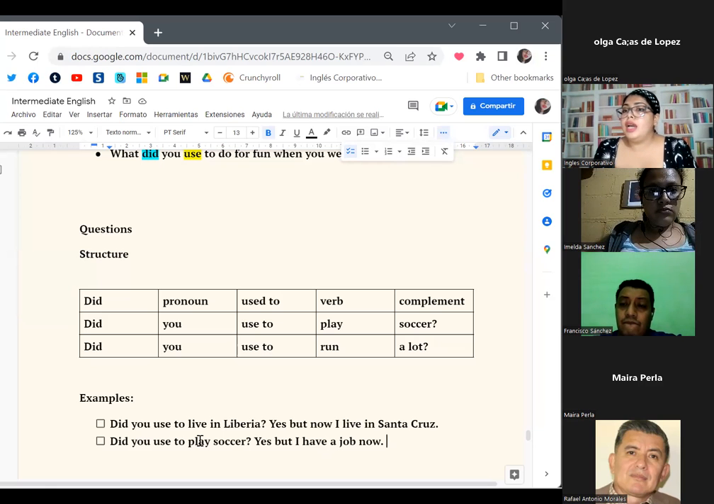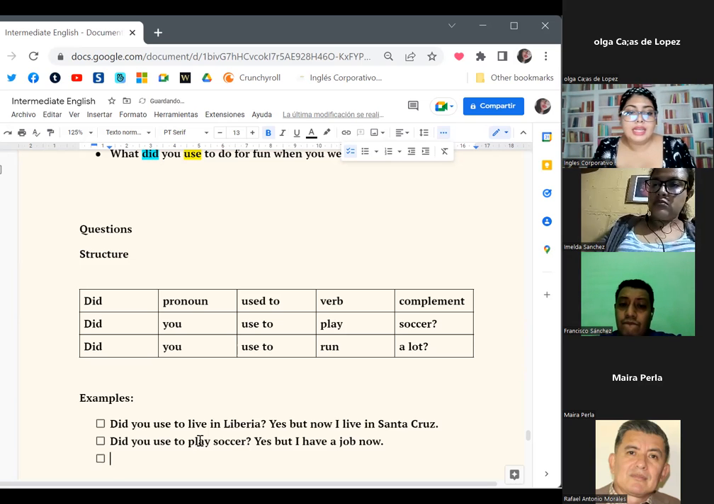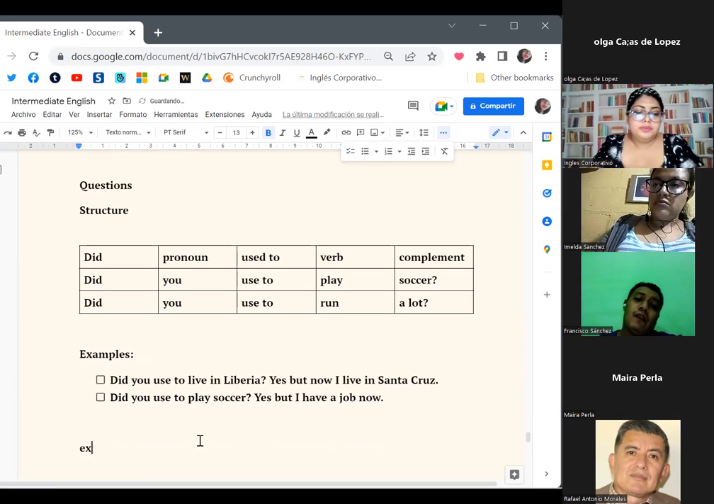And then I will give you time to think about the answer or the possible answers that you can give to those questions. And after that, we are going to give answers. I will ask you the question that I am going to write right now. Voy a escribir las preguntas, les voy a dar tiempo para que las analicen, para que piensen en una respuesta. Después de cierto tiempo, les voy a ir preguntando a cada uno de ustedes una de esas preguntas que van a estar ahí. So, I'm going to write the questions right now.